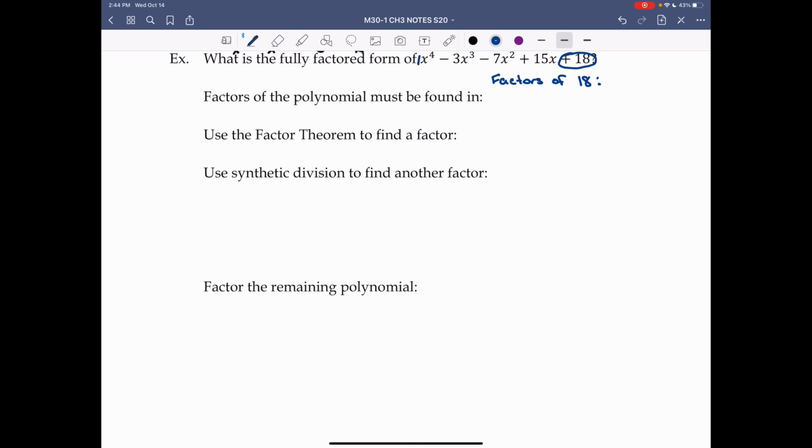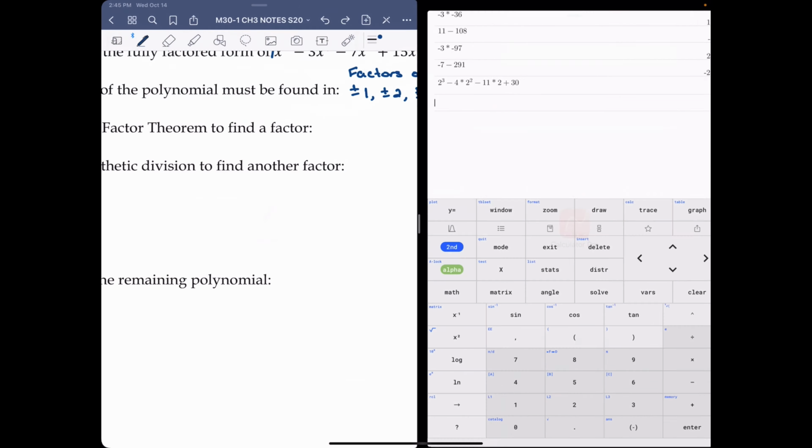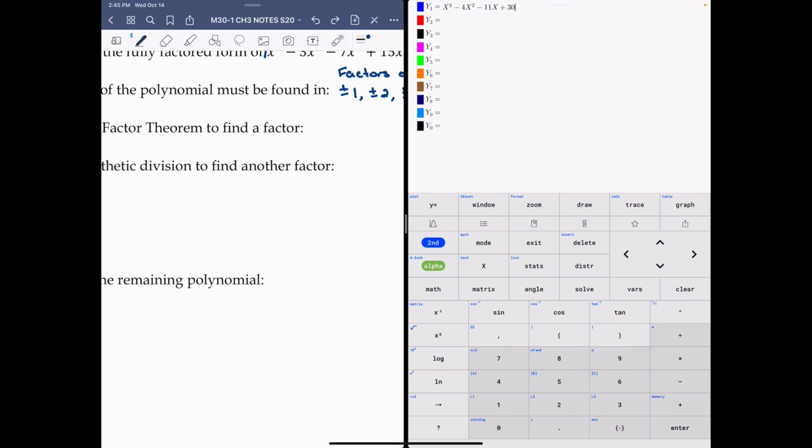Which are plus minus 1, plus minus 2, plus minus 3, plus minus 6, plus minus 9, and plus minus 18. Any of those values can divide 18. Use the factor theorem to find a factor. There's a lot of numbers here to test, so before we even do that, let's cheat the system and use our graphing calculator to find the x-intercepts.